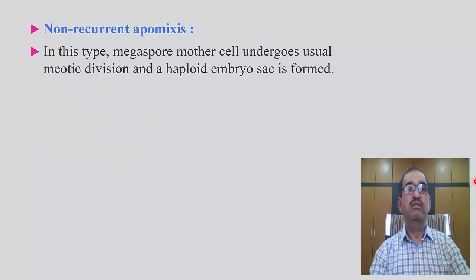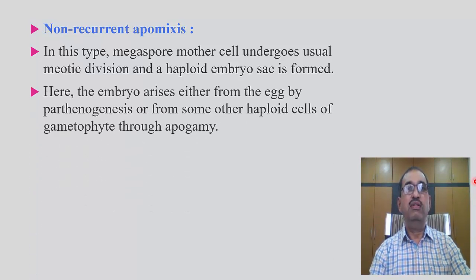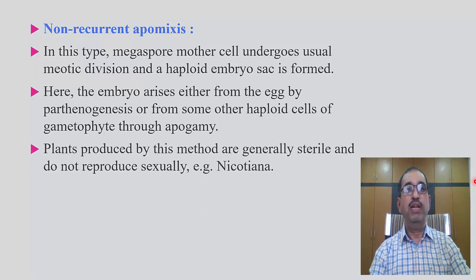Non-recurrent apomixis. In this type, the megaspore mother cell undergoes usual meiotic division and a haploid embryo sac is formed. Hence, the embryo arises either from the egg by parthenogenesis or from some other haploid cells of the gametophyte through apogamy. Plants produced by this method are generally sterile and do not reproduce sexually.